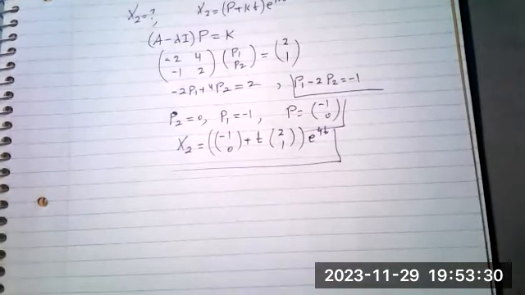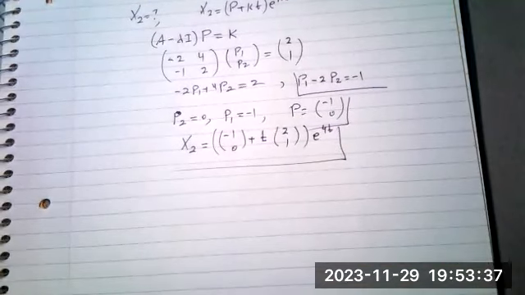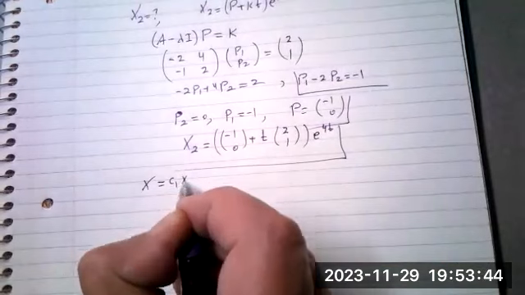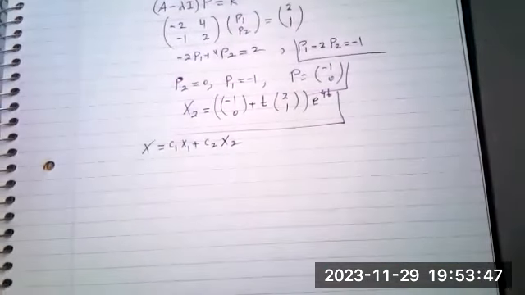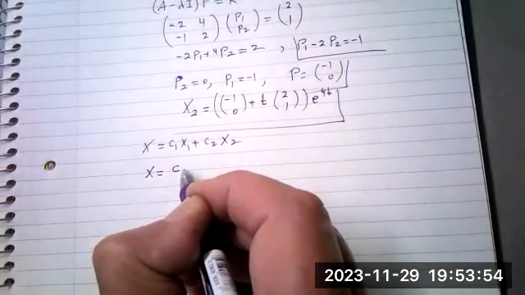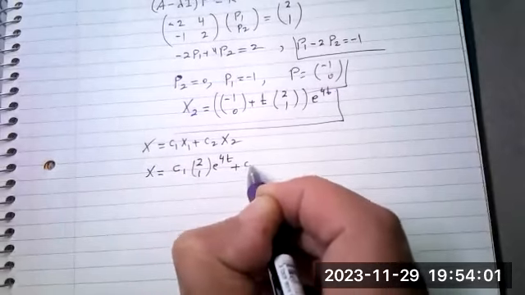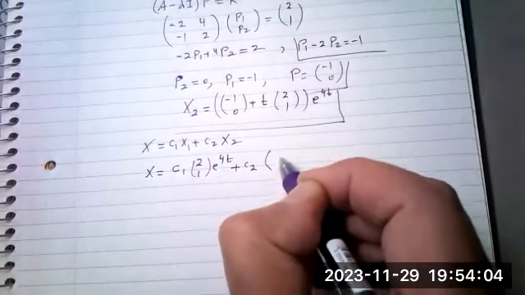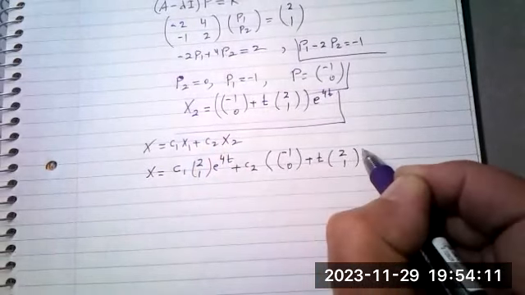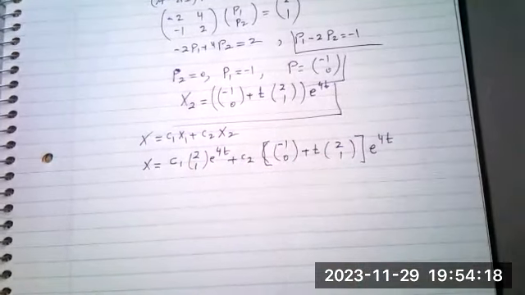Put them together to generate the solution, and then work on the initial conditions. So there you are. The final answer is X equal to C1 X1 plus C2 X2. So X equals C1 times 2, 1 e to the 4t, plus C2 times negative 1, 0 plus t times 2, 1, everything times e to the 4t. That's the one.